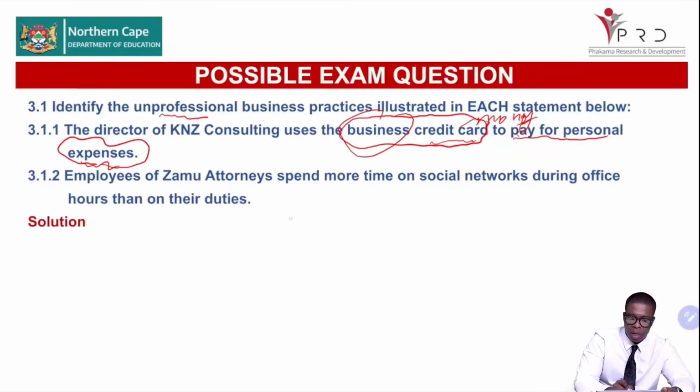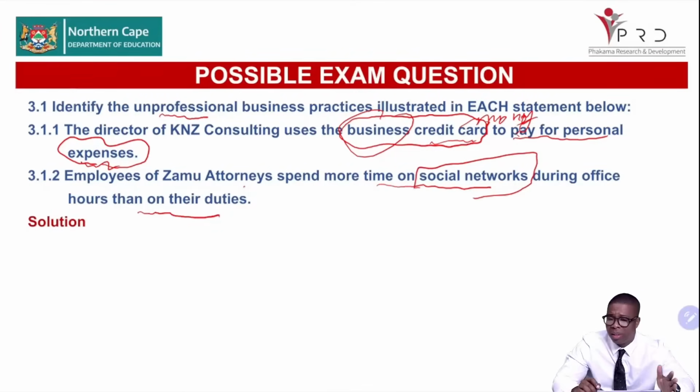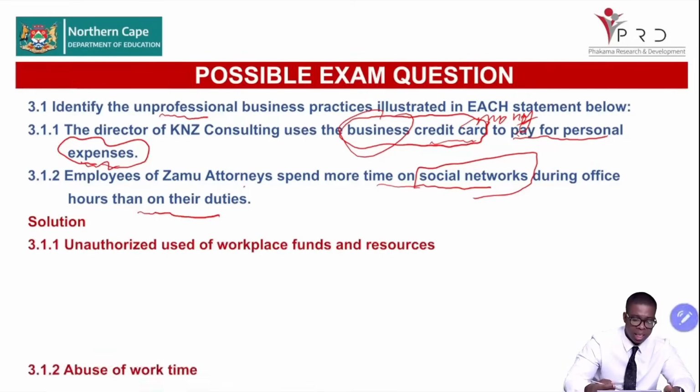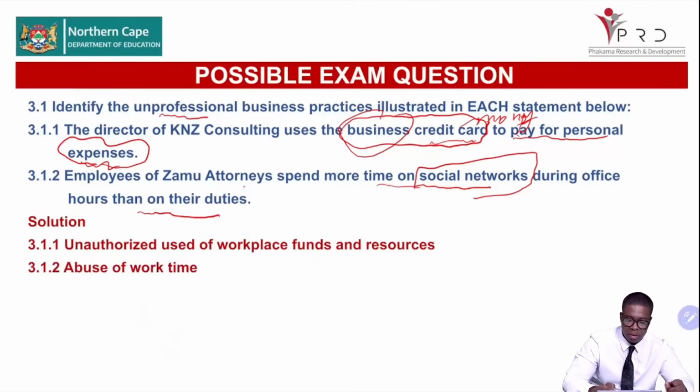Employees of ZAMU attorneys spend more time on social networks during the hours that they are on duty. So what are they doing? ZAMU attorneys employees are spending time on social networks. Remember, it can be any, Facebook, social network. If the examiner says social network, just know that this is Facebook or TikTok. So the employees are spending time on maybe TikTok. What is going to happen? They are abusing work time. That is the answer for 3.1.2: because employees are spending time on social media or networks, we consider it to be abuse of work time.